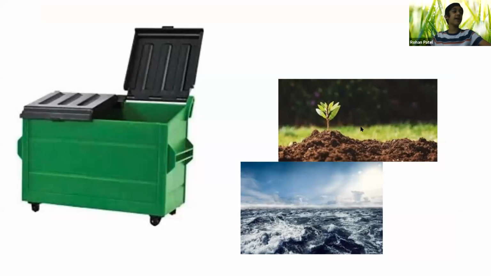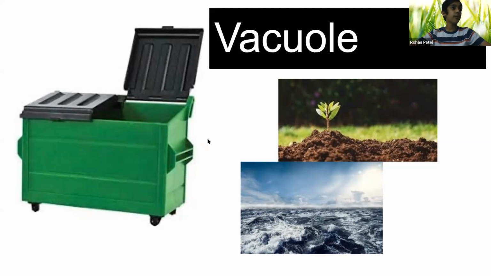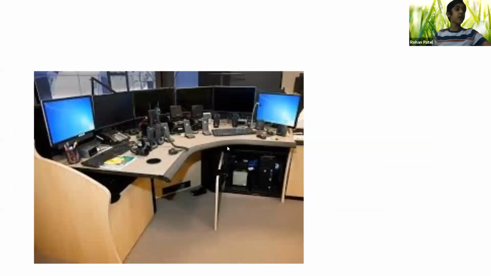What are the game rules? Just in the chat, you can type in what part of the cell this picture represents. Yes, most of your answers are correct. It is in fact the vacuole. Now one more, let's do one more. Okay. This is like an office. What does this look like? Type in the chat. Yes, you all are correct. It's the nucleus.